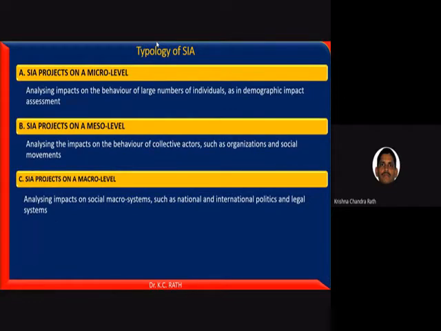Typology: we have at the micro level analyzing the impact on a large number of individuals and demographic impact assessment, analyzing impact at the organizational level, and analyzing impacts on the social macro system at national and international politics and legal systems.